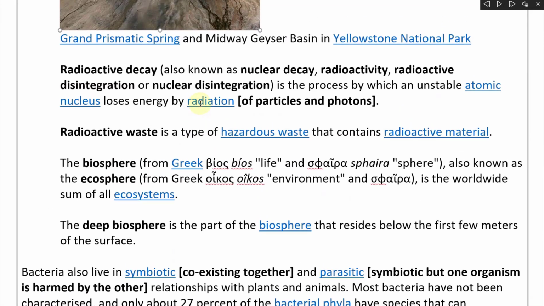So radioactive decay, also known as nuclear decay, radioactivity, radioactive disintegration, or nuclear disintegration, is the process by which an unstable atomic nucleus loses energy by radiation of particles and photons.